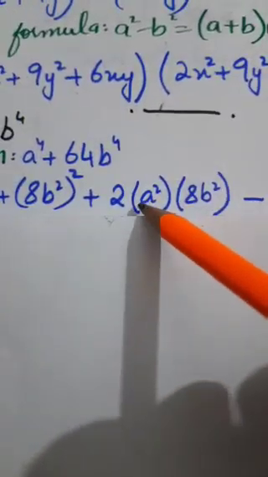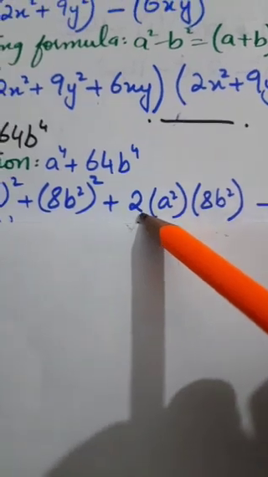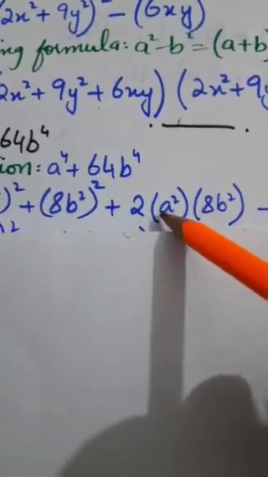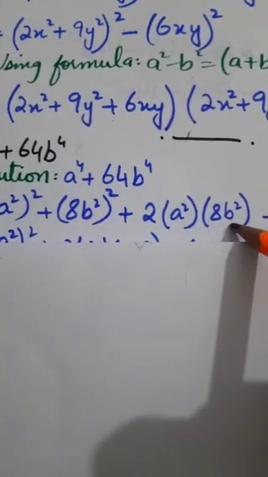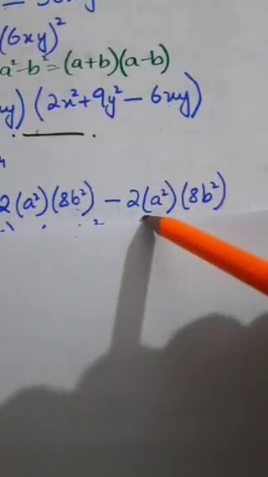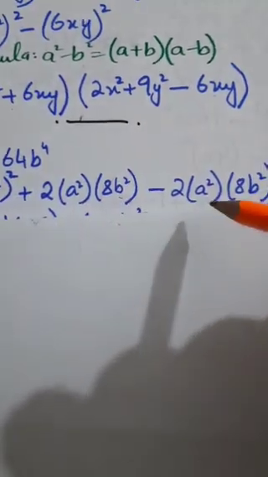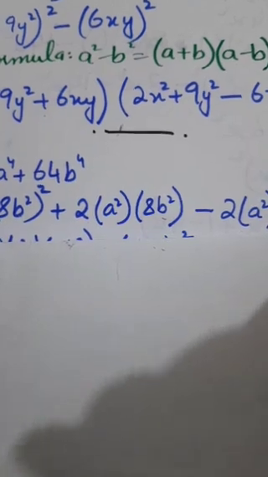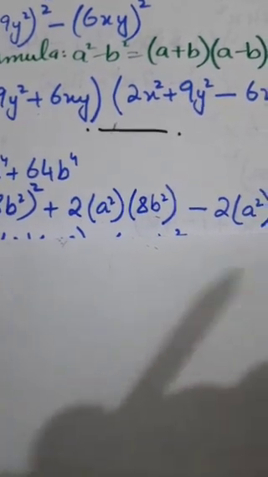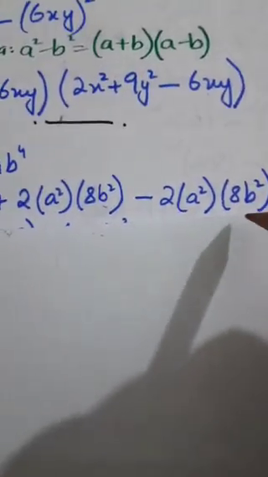We have to add or subtract the same terms, that is 2ab, you know that from the formula, that is 2 into a square and 8b square. In the same way we have to subtract it, because whatever we are adding we have to subtract it. It is a rule that whatever you are adding by yourself, you have to subtract it also. So it is 2a square into 8b square.